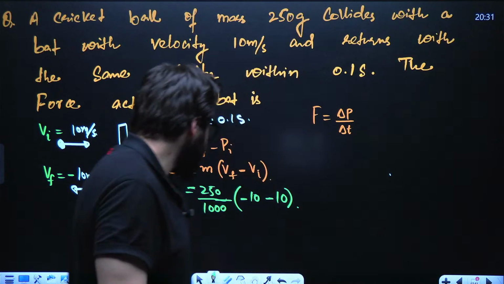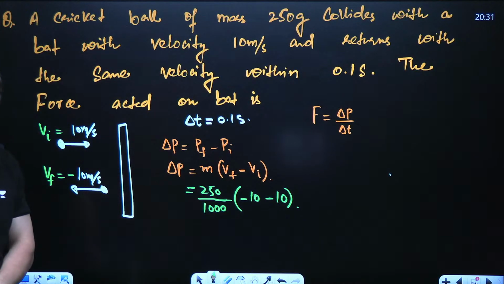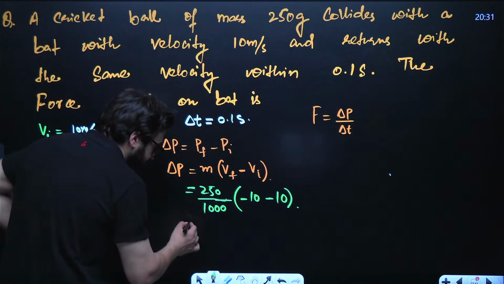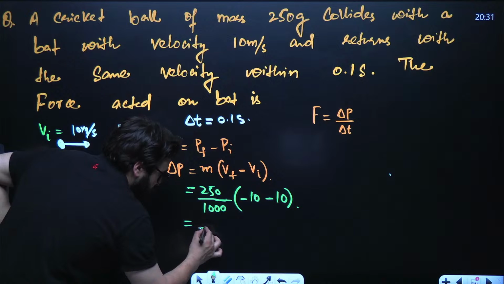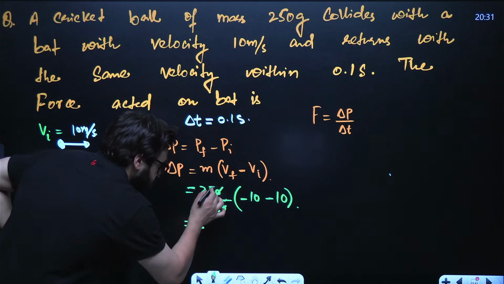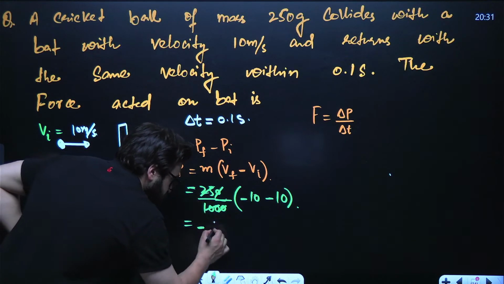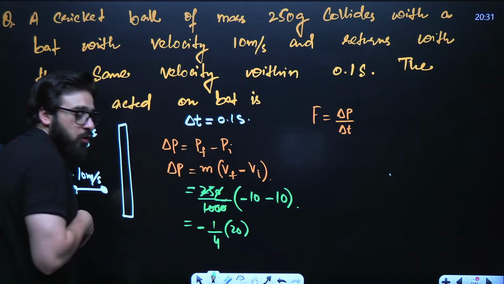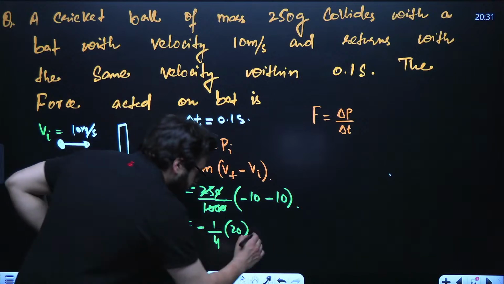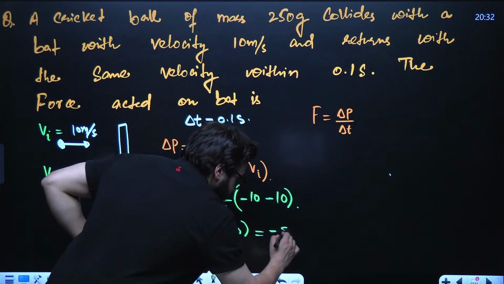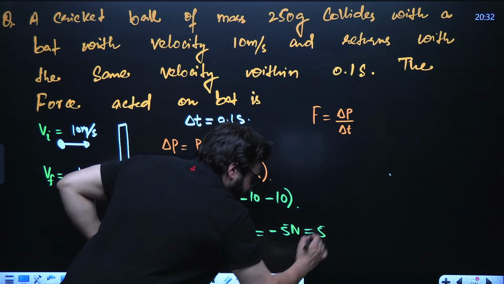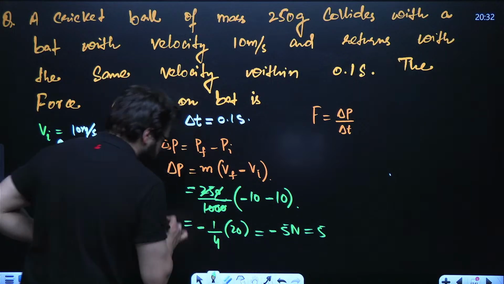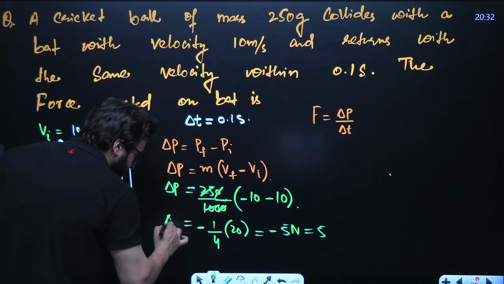Is this clear? So now you can do the cancellation here. Take this negative out, and this and this will cancel. 25 ones are 25, 25 fours are 100, so 1 by 4 into 20. This will come out to be minus 5 Newton, or 5 Newton if we take the magnitude only.